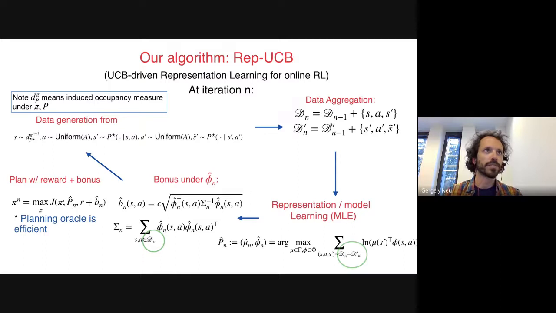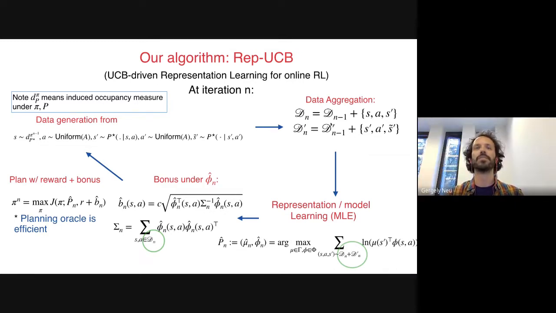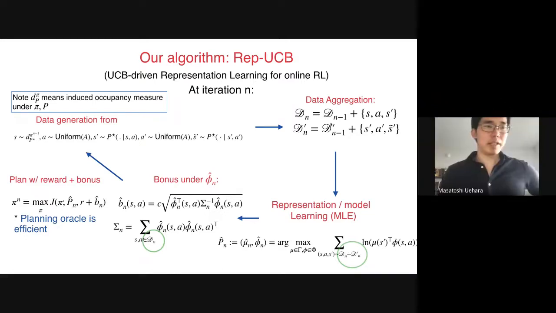So looking at the procedure, you say that you sample S from the occupancy measure, which I guess means that you're resetting to S0 and then you just roll out and geometrically stop and then you pick S, right? Exactly. And then you take an action and then you take S prime and then you take another action A prime, another state S tilde prime. And then you start a new episode, or you reset to S0. I see. So it's only these transitions that you use. Yes. Thank you for the clarification.